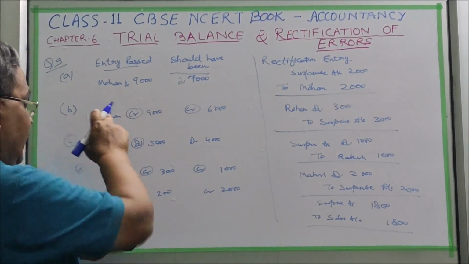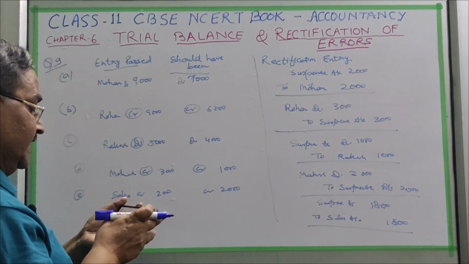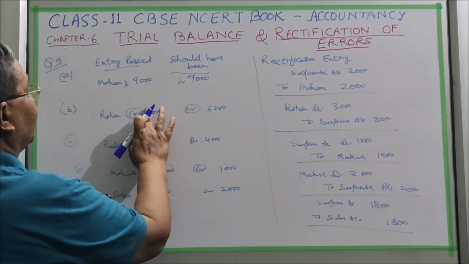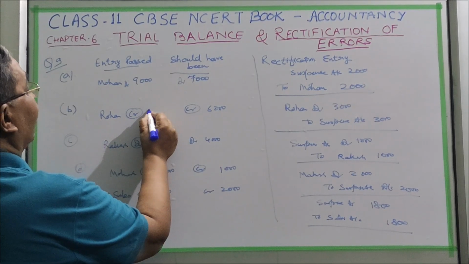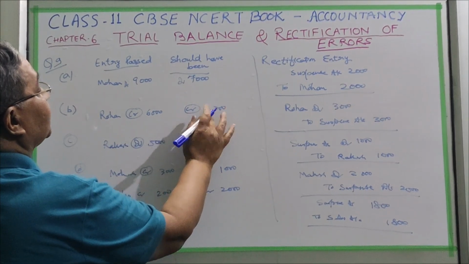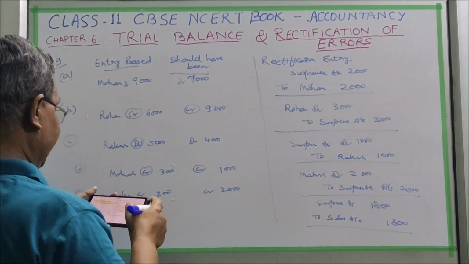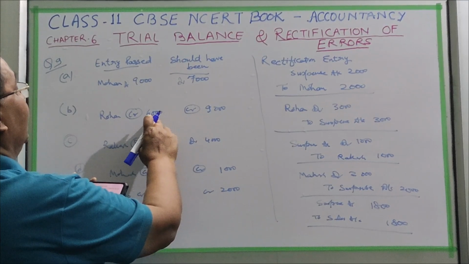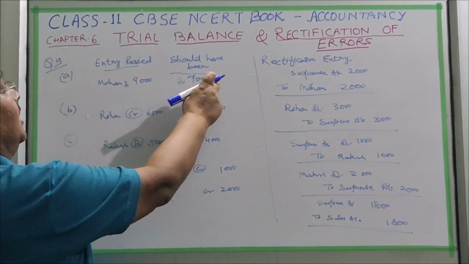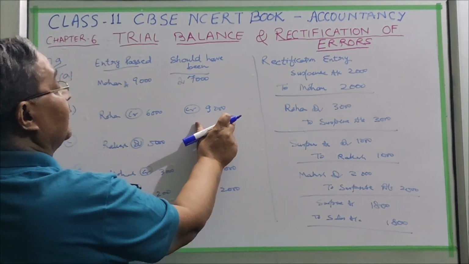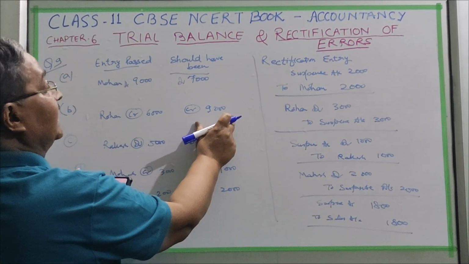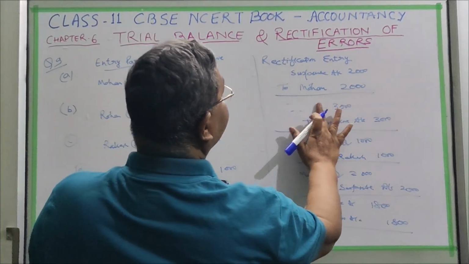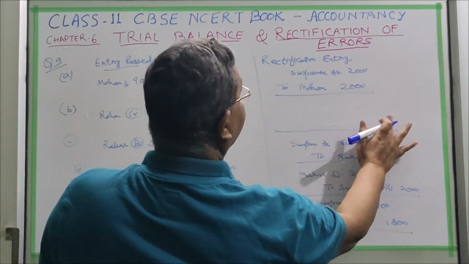Here in B question I am again reading: credit purchase from Rohan 9,000 were posted as 6,000. It means posting you have done for 6,000 and it should have been for 9,000. So posted as 6,000, you have entry passed, should have been 9,000. So this time you have to give credit to Rohan for 3,000. Credit you have to give.